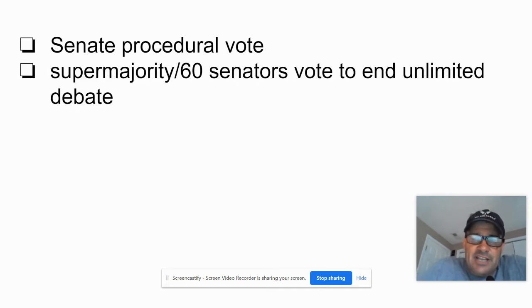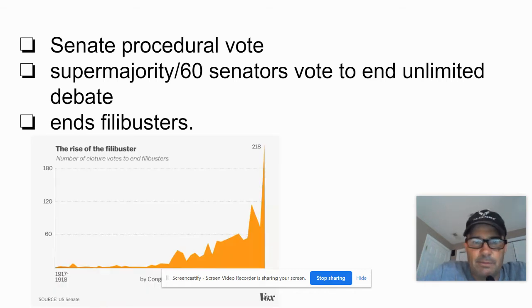A cloture vote requires a supermajority or 60 senators to vote. And this ends the rule for unlimited debate. So debate could just go on forever, but eventually you got to vote on something. And so the Senate has this rule called a cloture vote to end debate. And then once debate is ended, they actually have a formal vote on the bill. This ends filibusters.